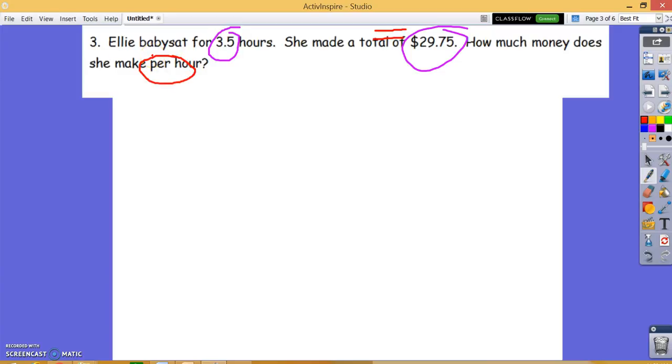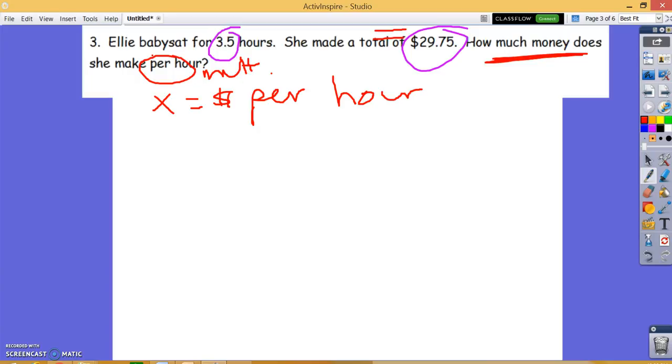Now remember, per could be multiply or it could be divide. It depends on the situation. But here, we're working for an hour and another hour and another hour and another half hour. And so we're continually working, and so that's going to be a multiplication. So I'm going to annotate, and so are you, multiply right there. So let's define our variable. We want to know how much money per hour, so that's going to be our x. X is dollars per hour that she makes.